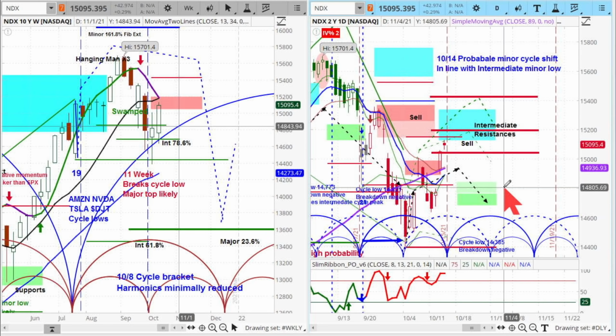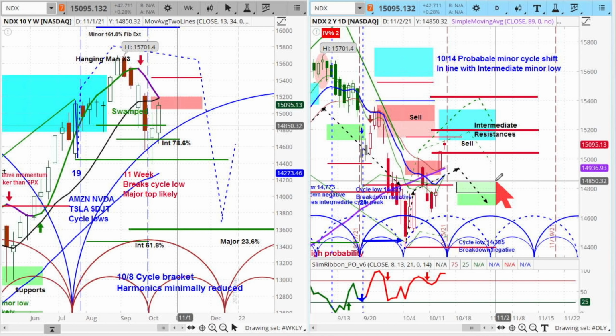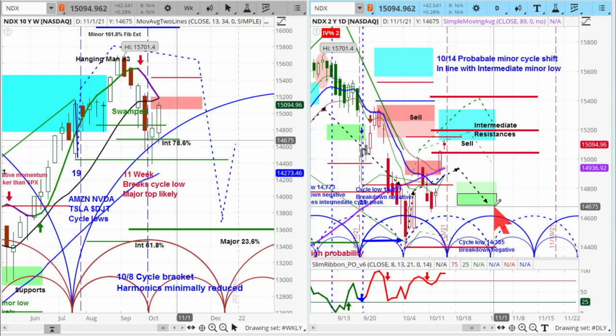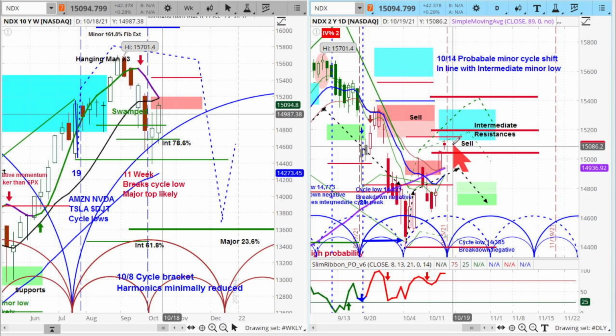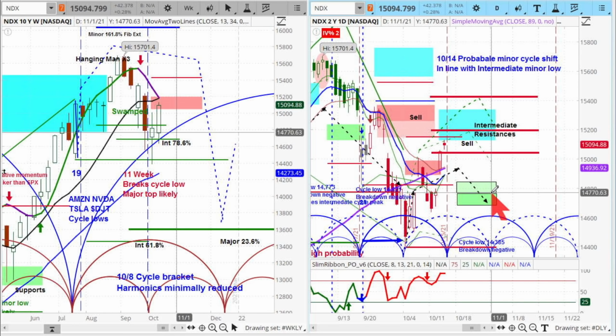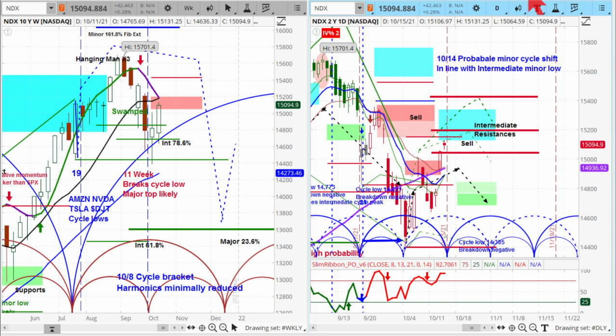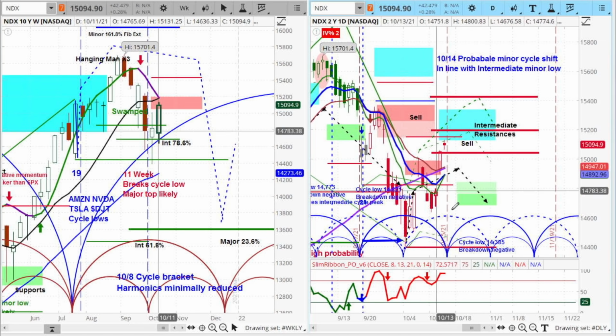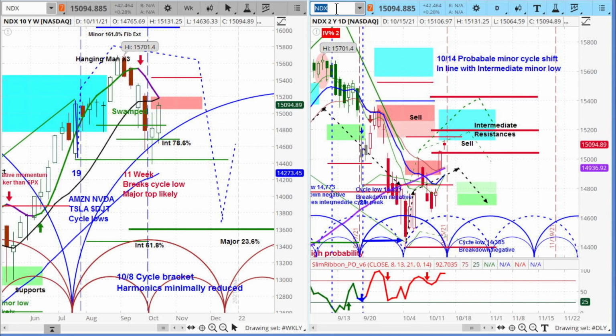So we would look for a pullback into this support area, which is under 14,850, down here to about 14,680. 14,850 to 14,680 would be the target for a pullback in here around the beginning of November. So you can see clearly the Nasdaq is weaker than the Russell.